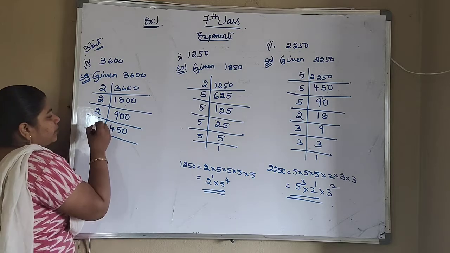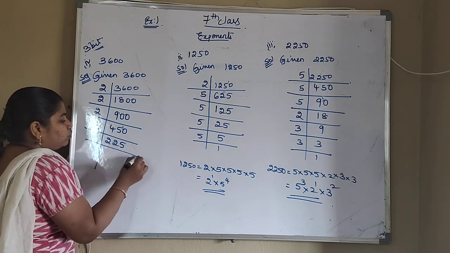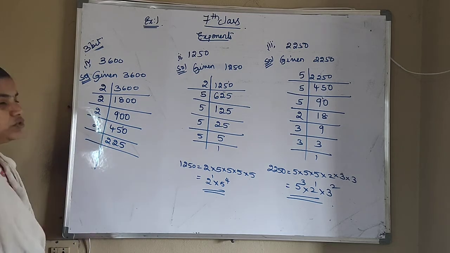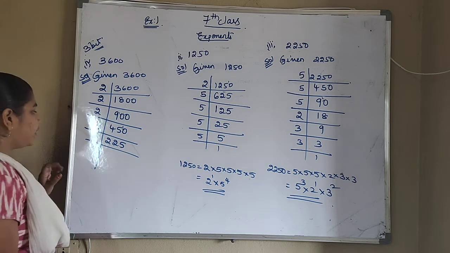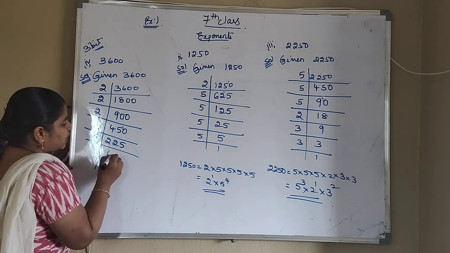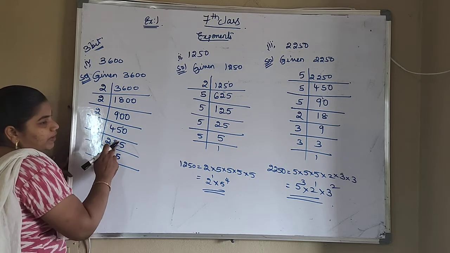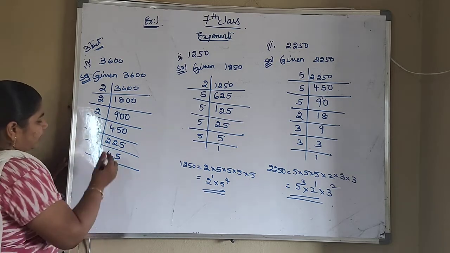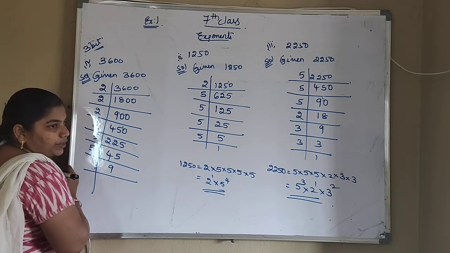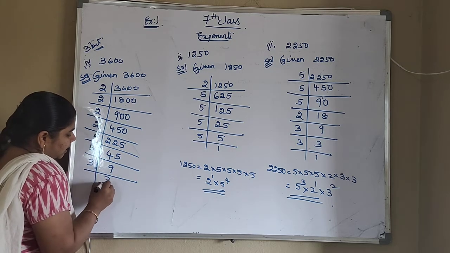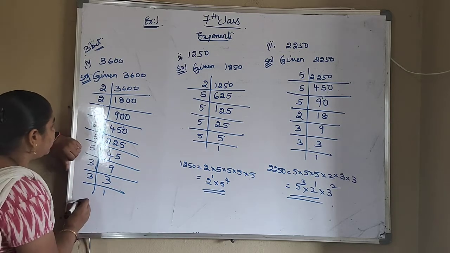Again it will go in 2 table. So 2 2s are 4, 2 2s are 4, 2 5s are 10. So 2 225s is 450. Now last digit is a 5. So it will go in 5 table. So 5 4s are 20, 5 5s are 25. So 5 45s is 225. Again 5 table. So 5 9s are 45. 9 will go in 3 table. So 3 3s are 9, 3 1s are 3.